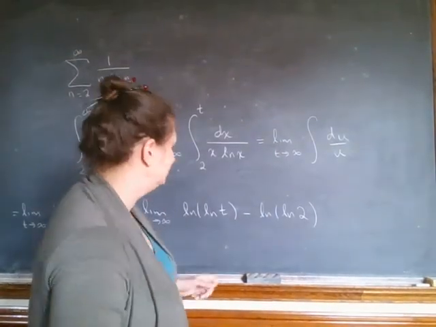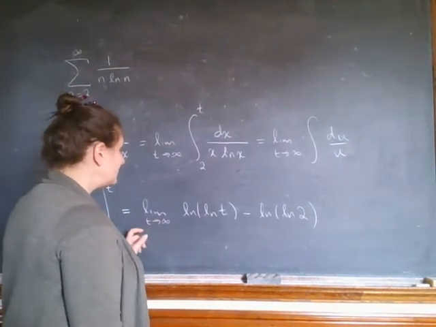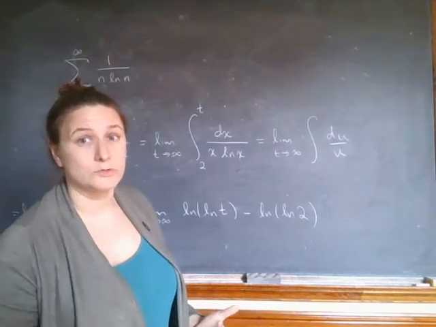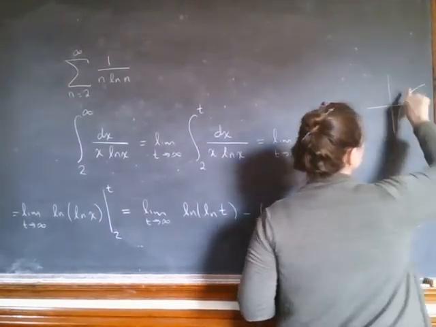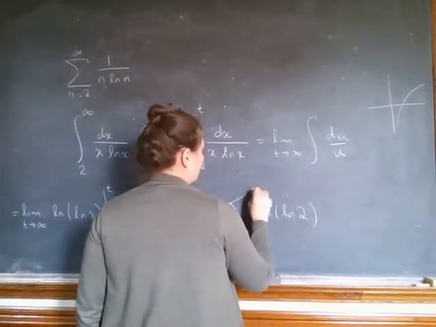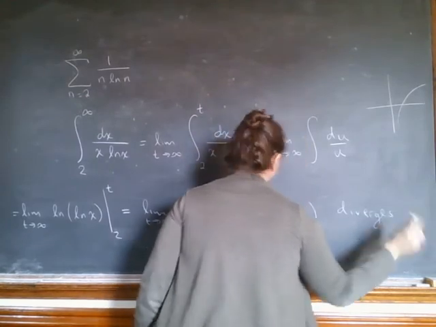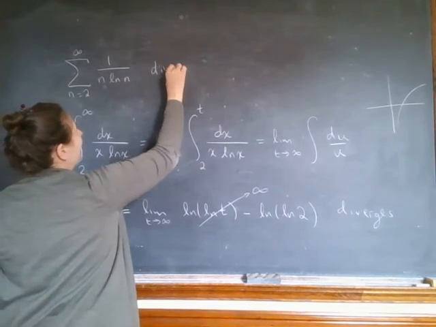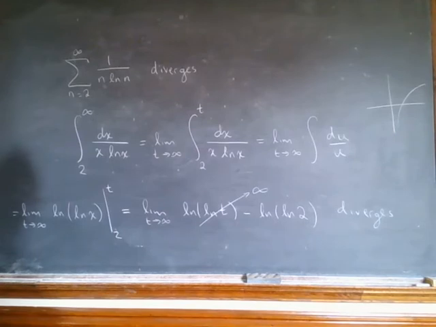Anyway, but this part is definitely not finite, right? Because if I take t to infinity, natural log of natural log of infinity grows without bound, right? It's natural log, so it's going off to infinity slowly, but it's still going off to infinity. So this guy grows without bound. This integral diverges. This series diverges. And it's kind of interesting that it does that.